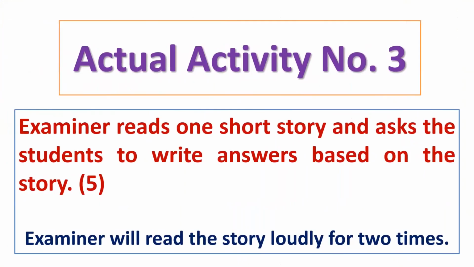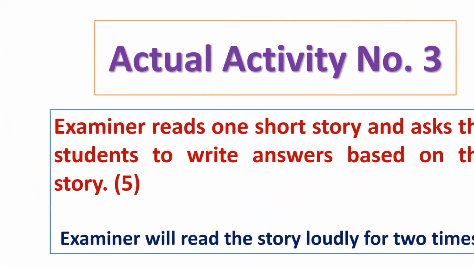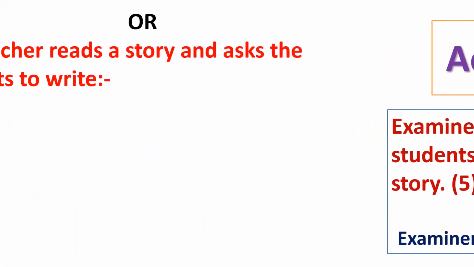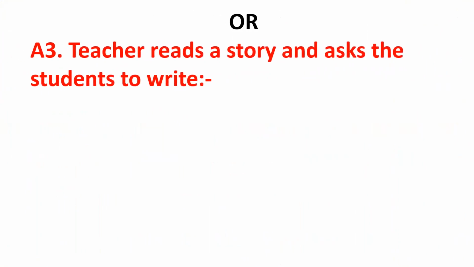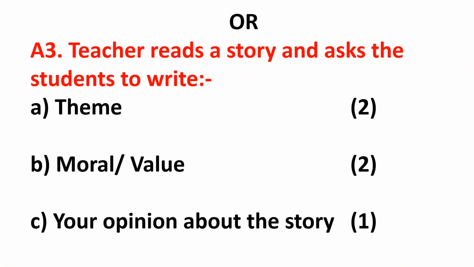Actual activity number 3. The examiner reads one short story and asks the students to write answers based on the story. The examiner will read the story loudly 2 times. Students have to listen to the story carefully and write the answers based on the story. First one is theme. Students have to write the theme of that story. It has 2 marks. Second, moral or value.